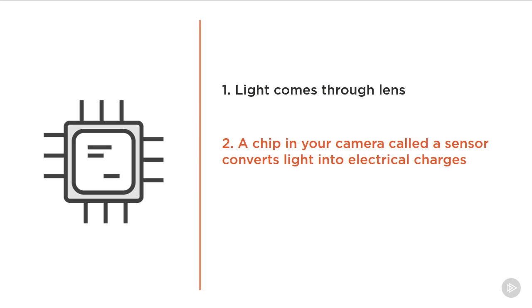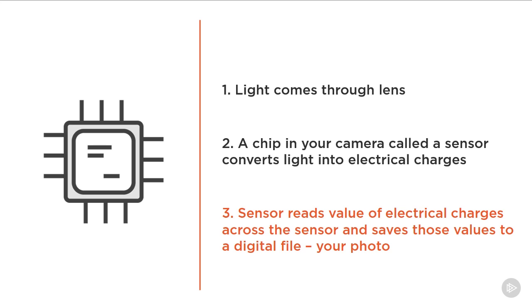Now that sensor converts the light that it sees into electrical charges. Depending on the light values, or how much light it sees in different areas that's coming through the lens, will determine the different values that the sensor can read for and then convert into those electrical charges across the overall sensor. And then those values get saved off into a digital file, and that is our photograph.